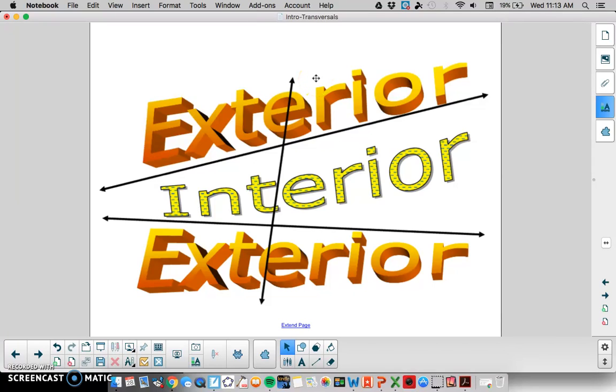Now, the transversal and the two lines break up the surface into different parts. So we have the space that's inside the two lines and the space that's outside the two lines. So we call the inside interior and the outside exterior.